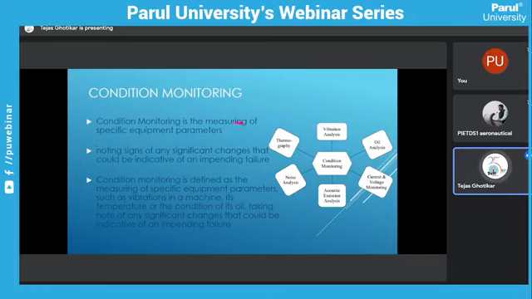It is a condition monitoring, a measuring of specific equipment parameters. Again, in vibration there are different parameters we measure. Whenever we monitor vibration, we are measuring either displacement, velocity, or acceleration.